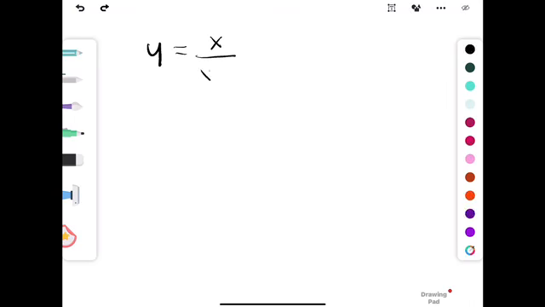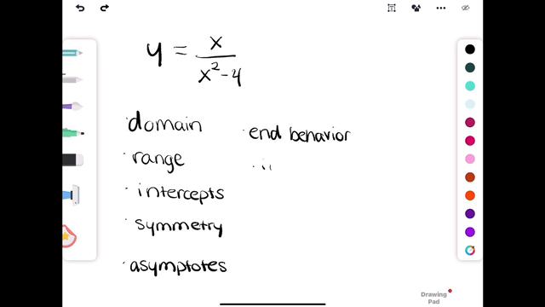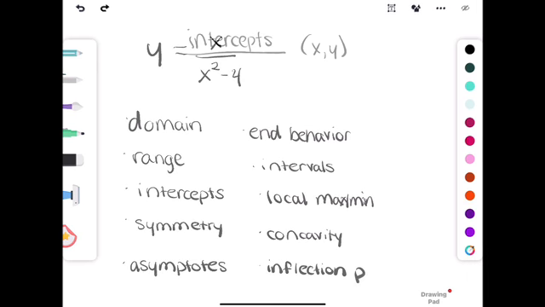The equation we will be solving today is y equals x over x squared minus 4. We will be solving for the domain, range, intercepts, symmetry, any asymptotes, the end behavior of the graph, any intervals, local max and local min, the concavity of the graph, and any inflection point.